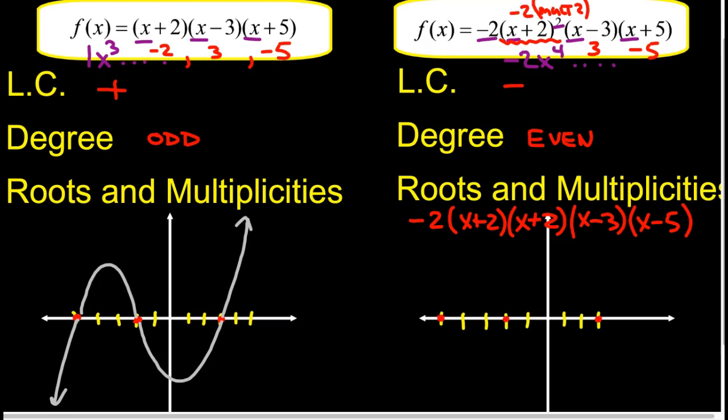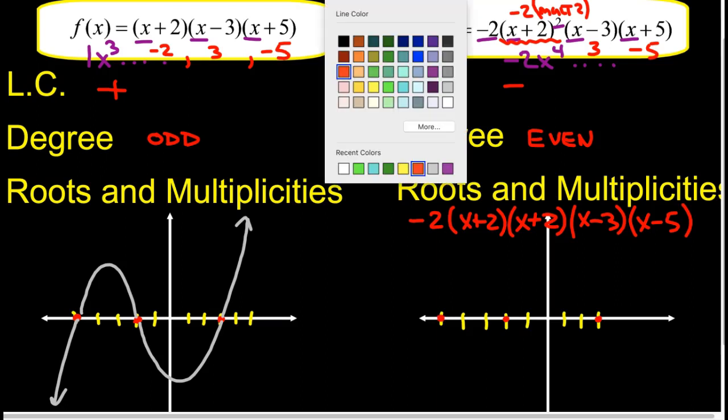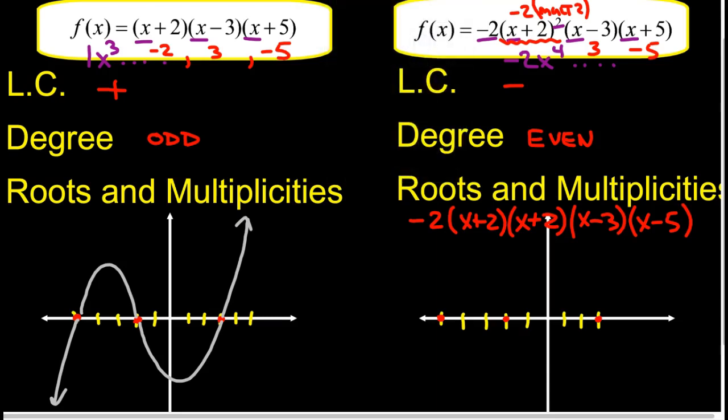Okay, leading coefficient is negative, so it's going to go down. If the degree is even, the other side does the same, so that's also going to go down. At the root negative 5, which is where we're at, the multiplicity there is just 1, so it passes through.